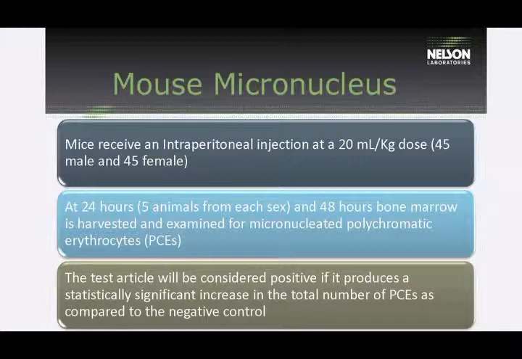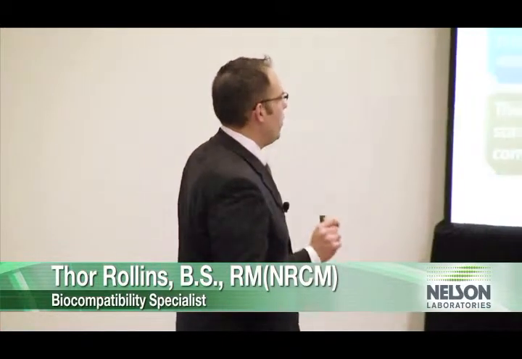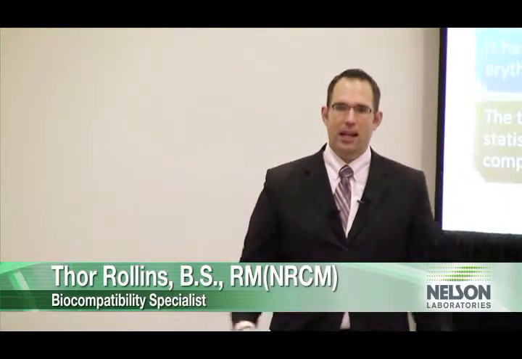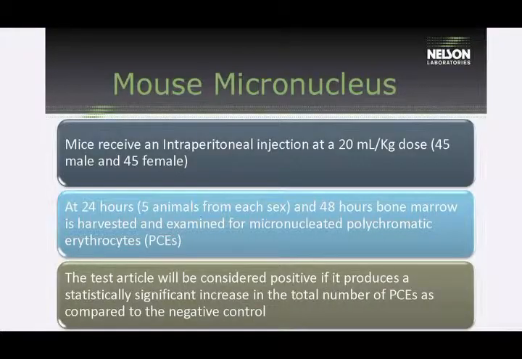So we inject the mice with the extract of your device, and then at 24 hours and at 48 hours, at 24 hours we take 5 animals, and at 48 hours we take the rest of them, and we harvest the bone marrow from the animal. And what we're looking for is something called micronucleated polychromatic erythrocytes. That's kind of a long thing to say, and us scientists don't like to say long things, so we shorten it down to PCEs. So these PCEs are signs that something has mutated in these mice. The more PCEs we're able to examine in the bone marrow, the more mutation that's occurred in the mouse. So once again, we statistically measure the number of PCEs compared to the controls. If the PCE count of your test is statistically higher, then once again, you have a possible mutation.